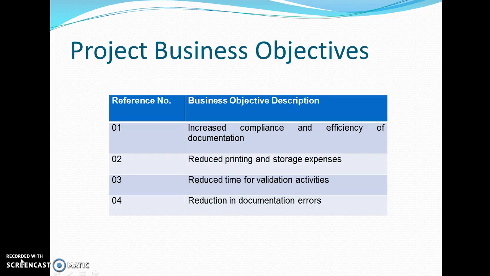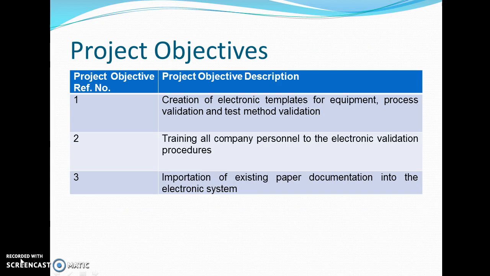So what are the business objectives? The first one is to increase the compliance and efficiency of documentation. The second one is to reduce printing and storage expenses. Since we will not be having paper documentation, we hope to reduce our printing expenses a lot. And also to reduce time for validation activities and reduce documentation errors.